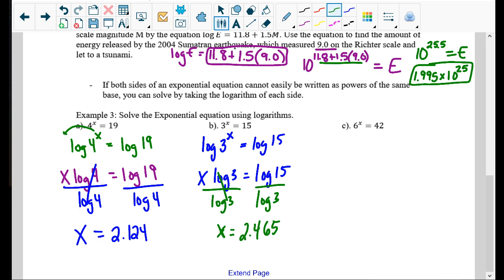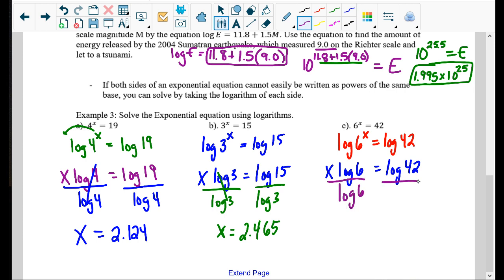Last one, example C. Again, we're logging both sides. Log of 6 to the x power equals log 42. Again, x goes to the front. X log 6 equals log of 42. Dividing then by log 6, the logs cancel. X equals log 42 divided by log 6, which equals 2.086. All right, so those are your section 7.1 day 1 notes.